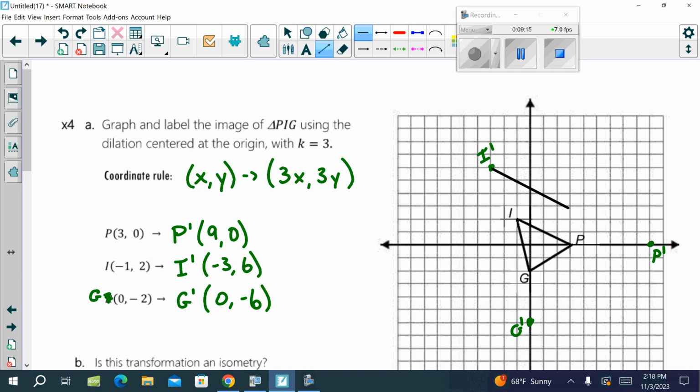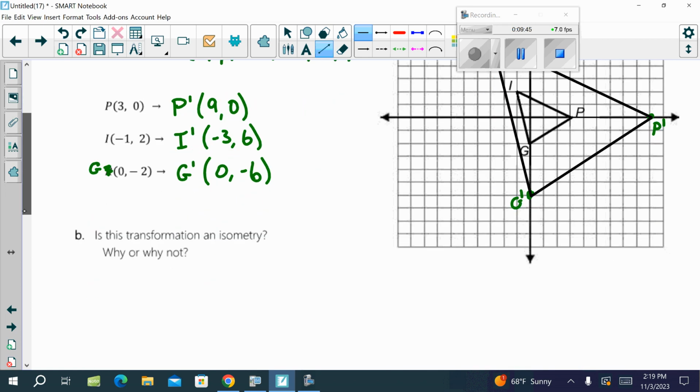Get that straight edge out to make sure we have clean lines. And there's what your new triangle should look like. Any questions on that?